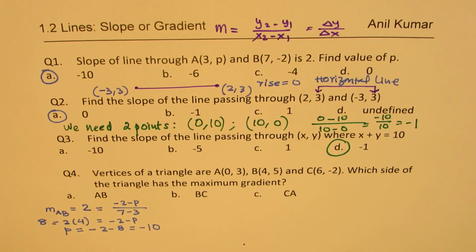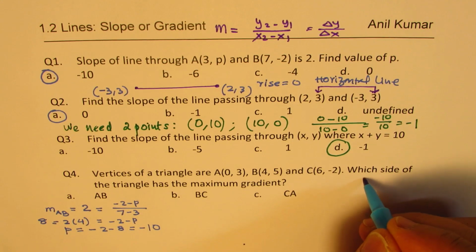That's the whole idea. Question number 4 here is, vertices of a triangle are given to you. Which side of the triangle has the maximum gradient? Gradient means slope, right? Okay. So basically we need to find slope of all the 3 sides, between the 3 points.